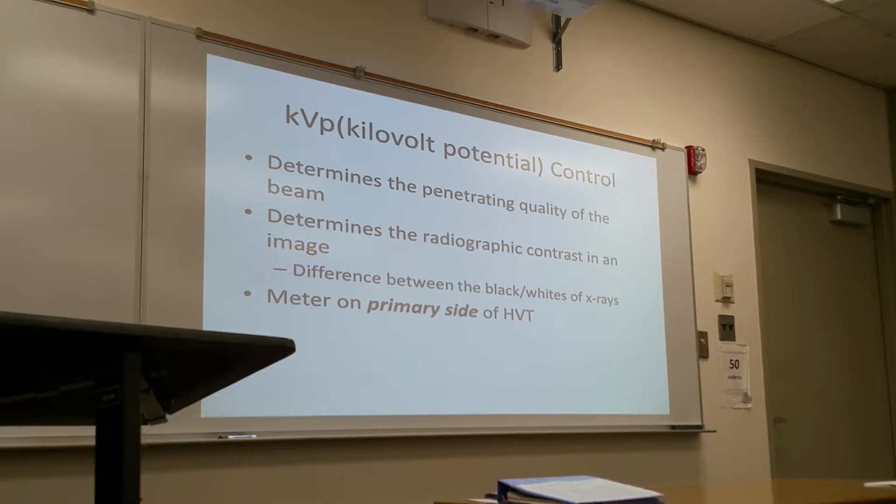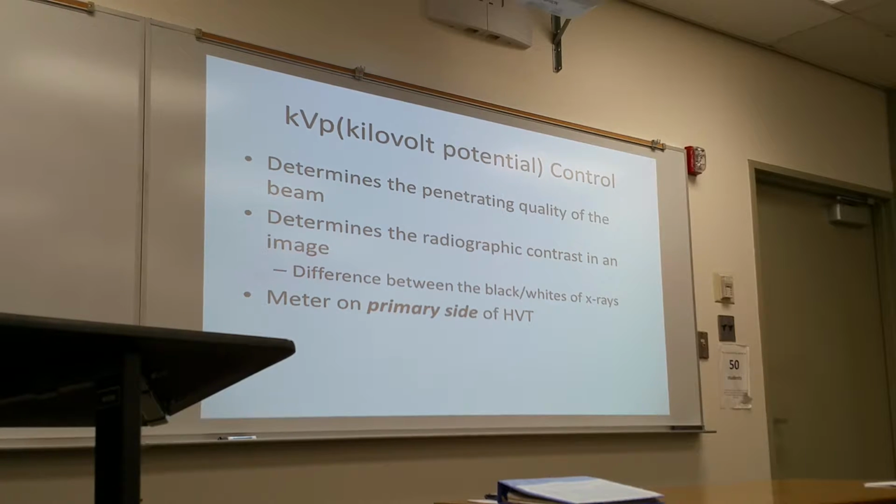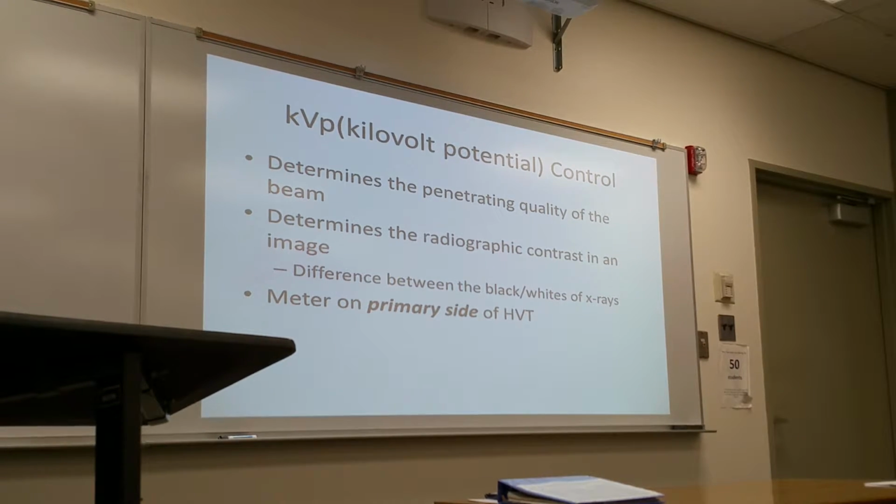The primary function of it on a control console is to determine the penetration power of the beam based on the anatomy that you're focusing on. So the quality of the beam. In terms of the X-ray imaging film, kV determines the radiographic contrast of the image. That's the differences in terms of black and white on X-ray film, or the scale of it.